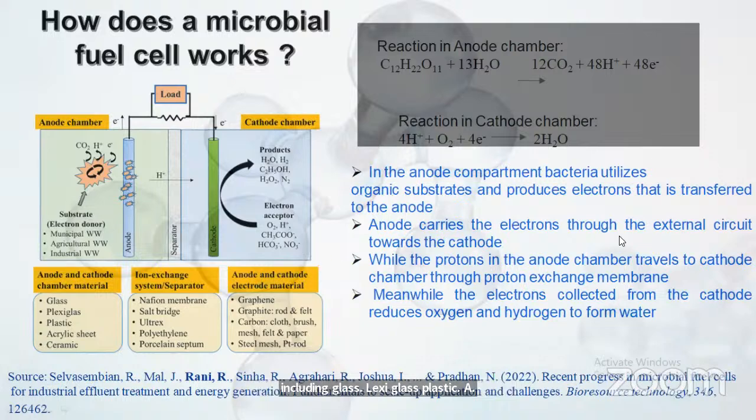So I have already described this. In the anode compartment, the bacteria utilize organic substrate and produce electrons. These electrons are transferred to the anode. Then from the anode, the electrons go to the cathode, while the protons travel via the proton exchange membrane.